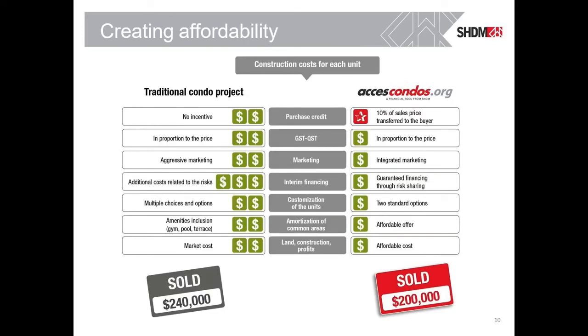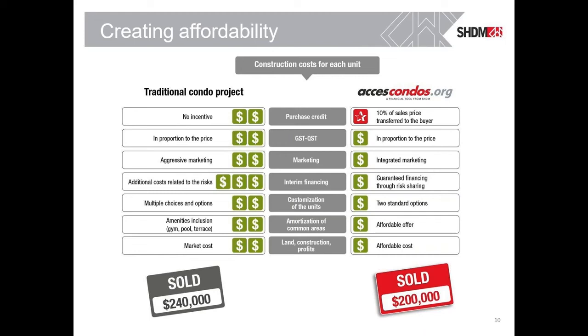This is a quick overview of the savings we basically have with the Accès Condo project. Well, first I was talking about the 10% purchase credit. The taxes are lower because the price is lower. The marketing cost is lower because there are no pre-sales, so we cut down the marketing. Interim financing is also lower because the project takes a shorter time. We do not customize the units. There's no pool, there's no special ceramic or anything. We have only 2 standard options, black or black. I'm joking.